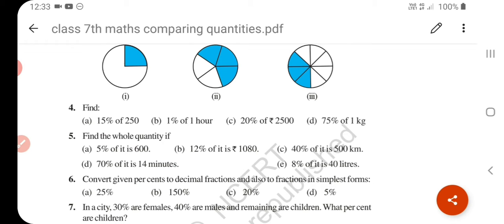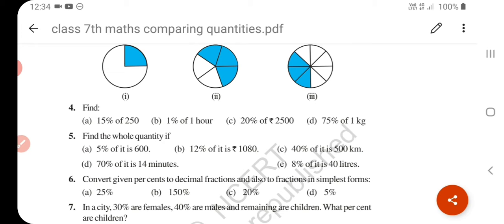And the unitary method, which we have also learned in earlier classes: we first find the value of one unit and then the value of the required number of units. So these are two different methods to find the ratio.